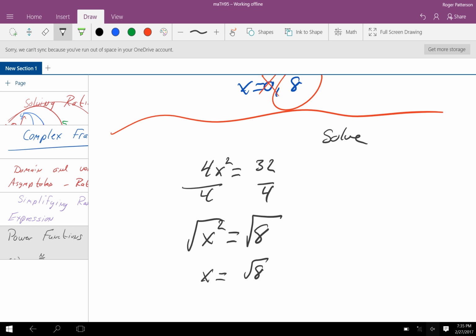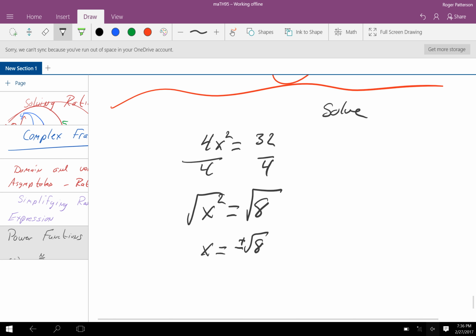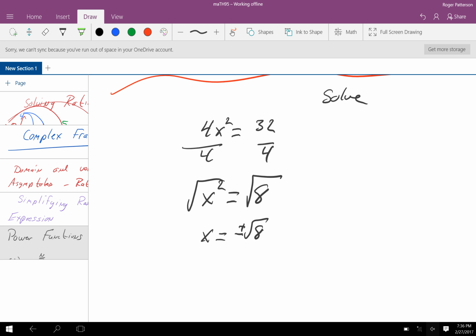Plus or minus? Did you do the plus or minus? You should put the plus or minus there because it's 2 answers. Definitely. Plus or minus 2 square root 2? Do we simplify it? Yeah, you probably should.